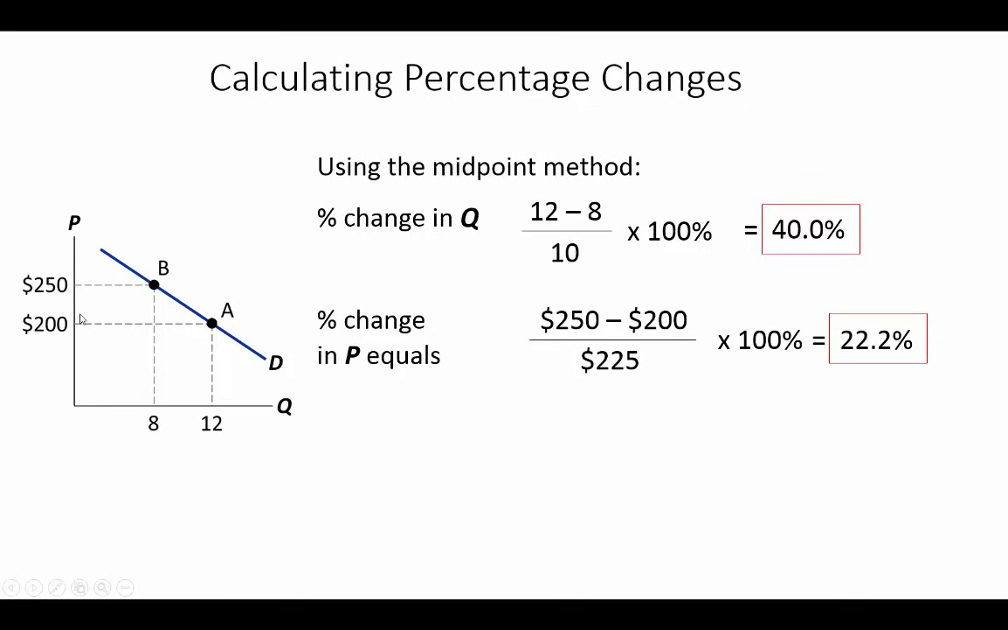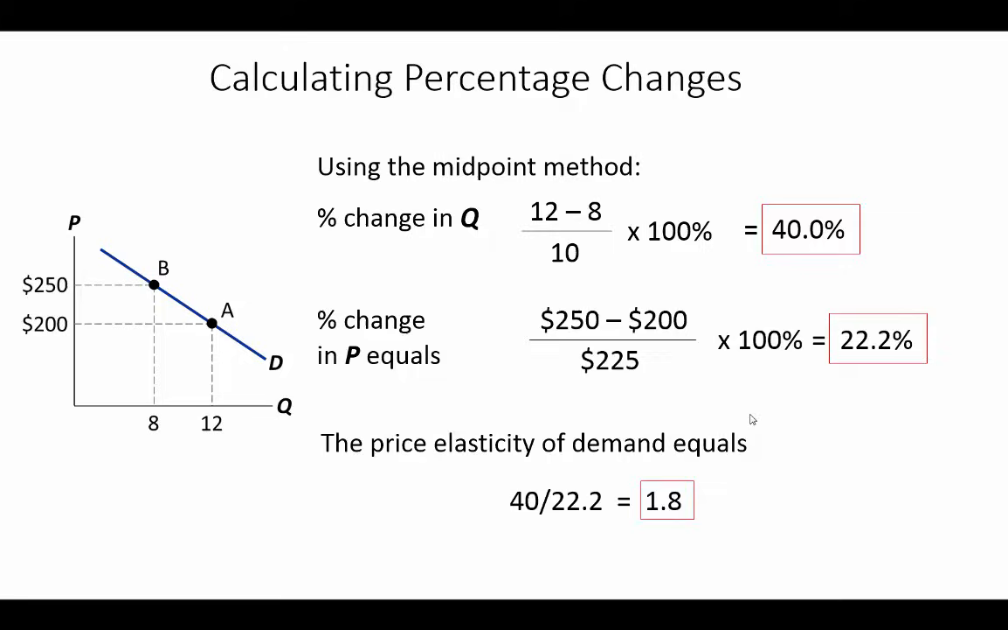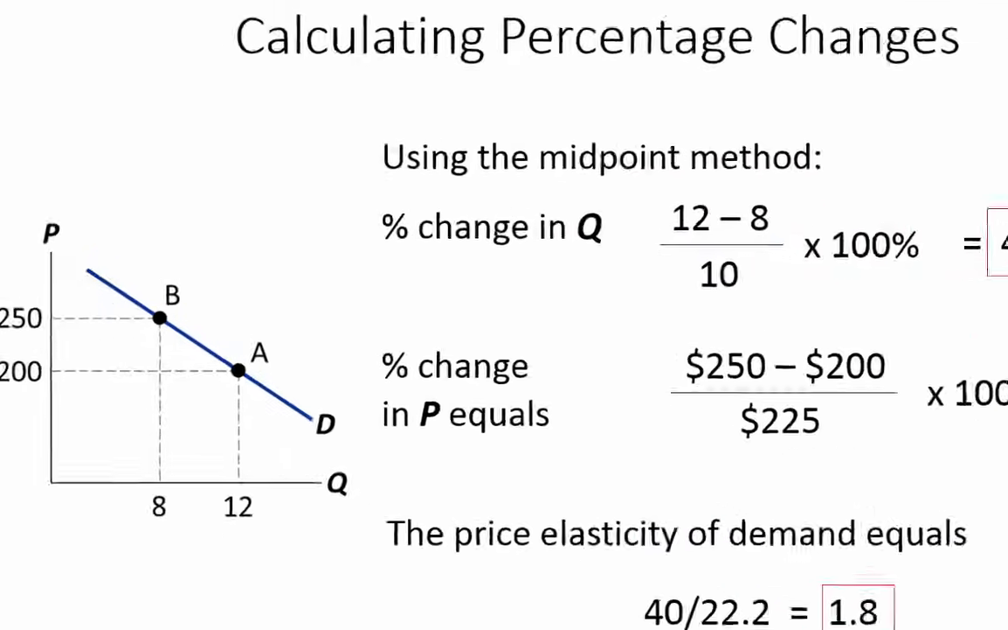Okay, now our percent change in P, likewise, the difference, which is 50, whether we're going up or down, it's a $50 change. And the midpoint between 200 and 250 is 225, or if you prefer the average, 200 plus 250, 450 divided by 2 is 225. Okay, so now we've got our midpoint percent change in price, and that's going to work out to 22.2%. Now we calculate our elasticity of demand. Our percent change in quantity, 40, divided by our percent change in price, 22.2. We got a nice midpoint elasticity value of 1.8.